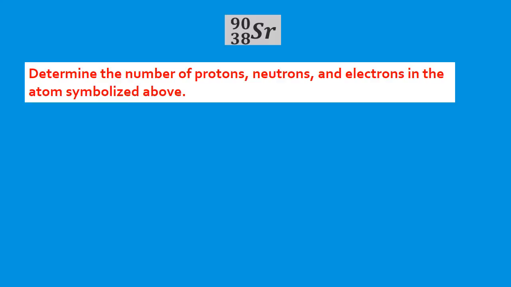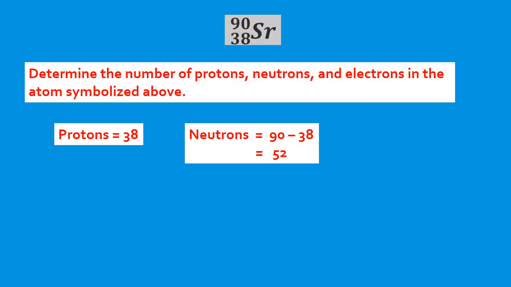Okay, so let's summarize what we've talked about. To determine the number of protons, neutrons, and electrons in the atom symbolized above, we have strontium 90. The mass number is 90 and the atomic number is 38. If the atomic number is 38, then we know we have 38 protons. To get the neutrons, we simply subtract the atomic number from the mass number. So that's 90 minus 38, and that gives us 52. And the number of electrons, since it's a neutral atom, would be equal to the number of protons, so that's 38.